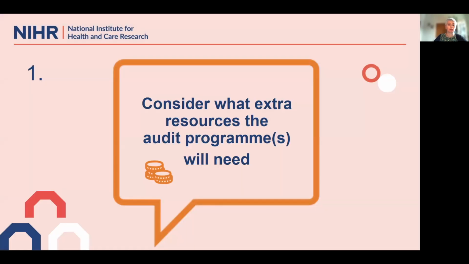Top tip number 1, consider what extra resources the audit program will need to run tests. Many audits are run on a shoestring and have no extra capacity to think about research or have staff to undertake the necessary work. This might need some extra funding.